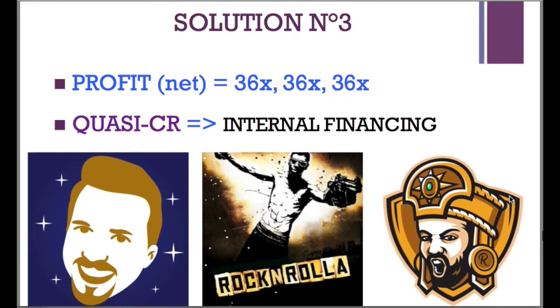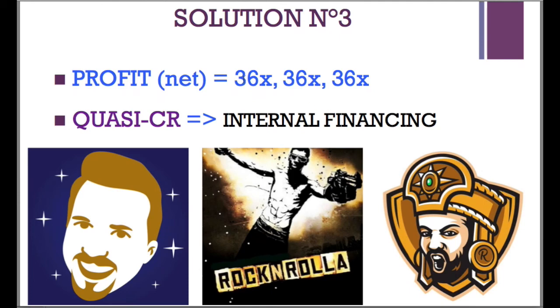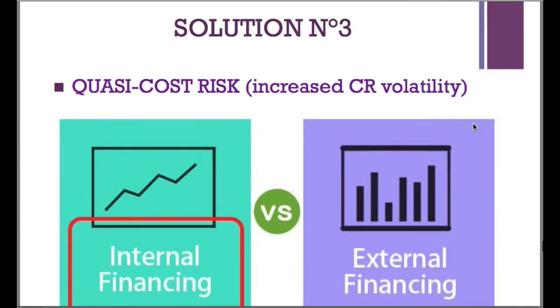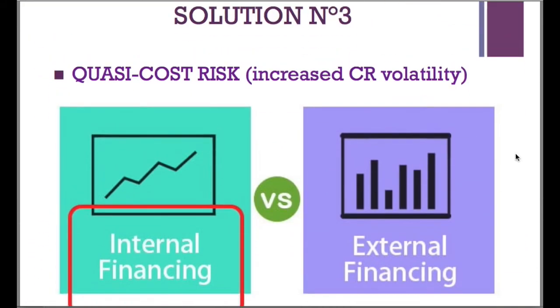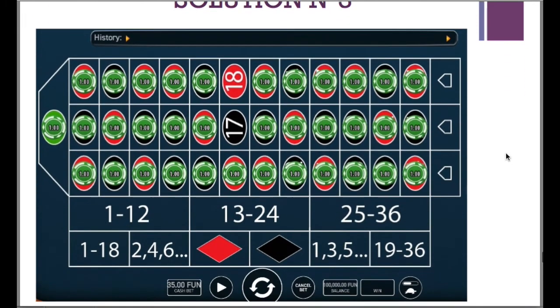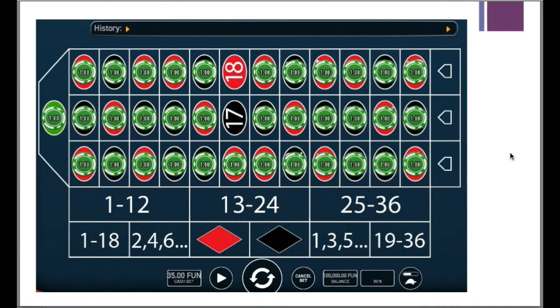And then solution number three. You want to hit 36x every time. So here you use the internal financing technique. So there is no cost risk anymore, but they call it a quasi cost risk. What you actually did is you increased the cost risk volatility. I will demonstrate this with this example. This is what you need to do: bet 35 numbers.